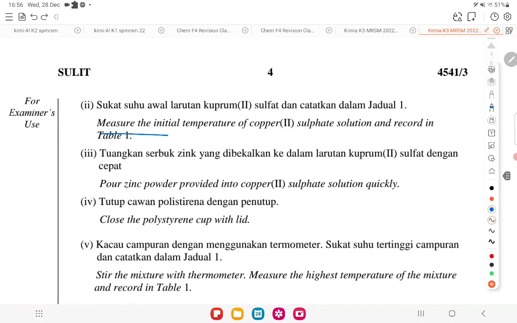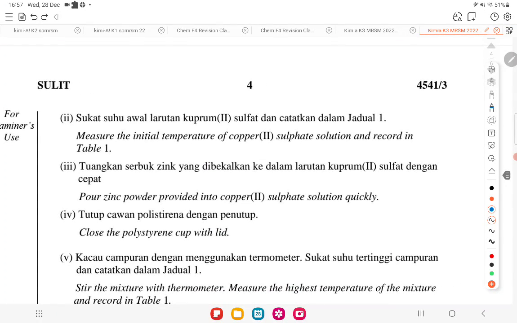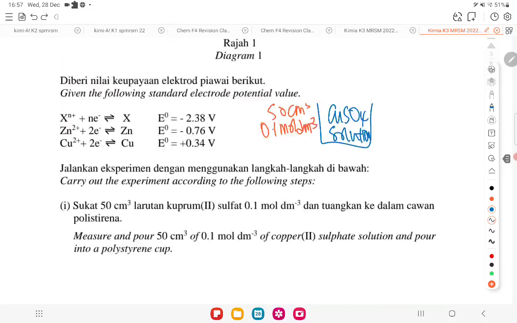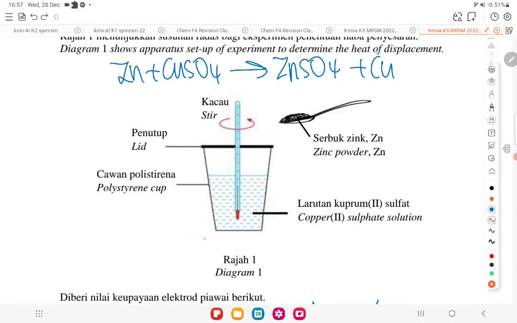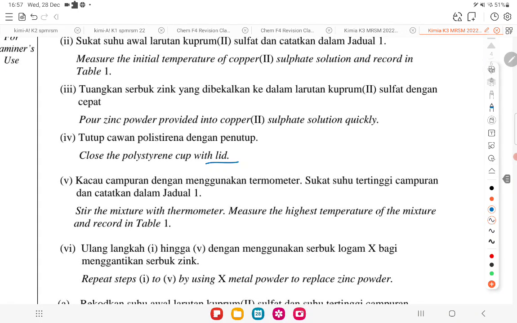We need to measure the initial temperature, the original temperature, because the temperature reading can be seen on the thermometer. So if you look at the thermometer, you know what the initial temperature value is. We need to measure the temperature value and put it in the table. After that, we put the zinc powder into the copper sulfate solution immediately. Then we use a lid to cover up the polystyrene cup.